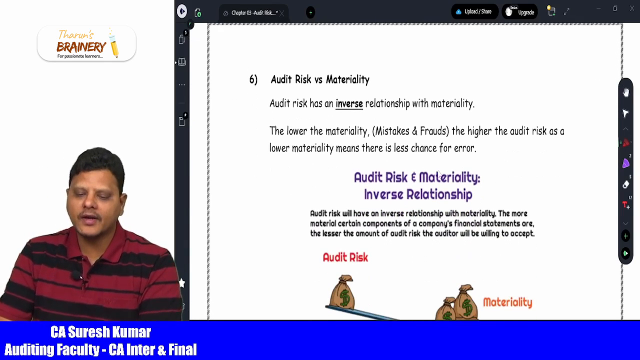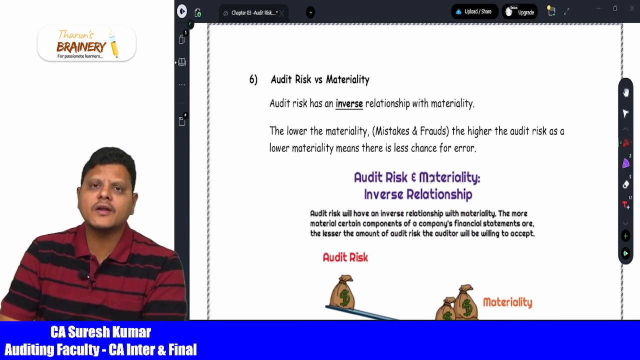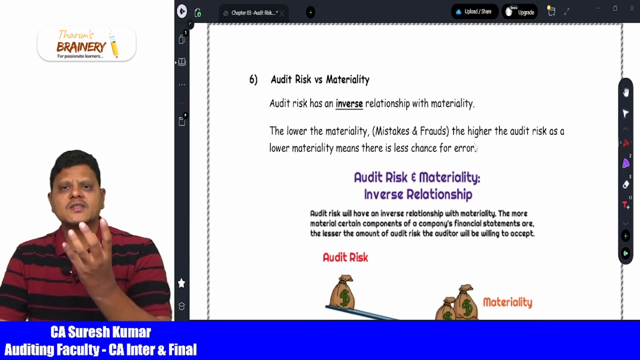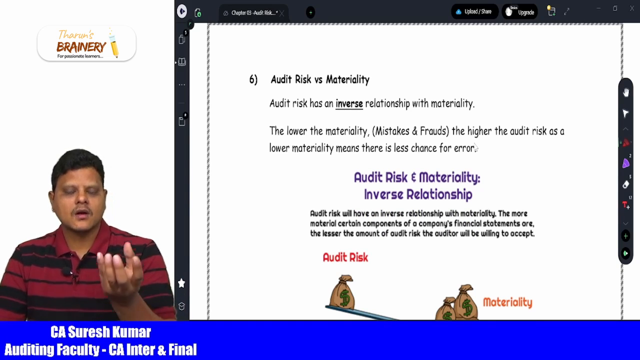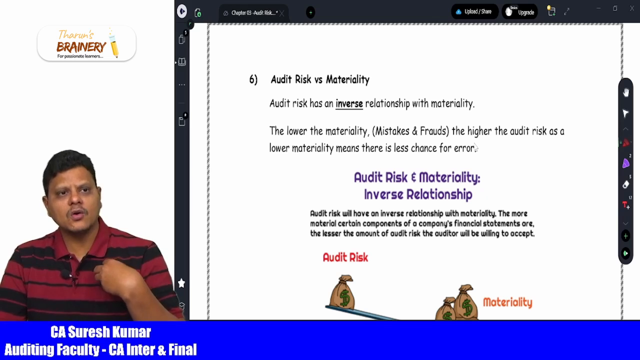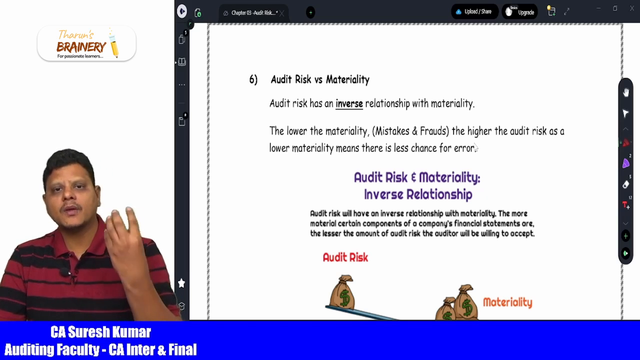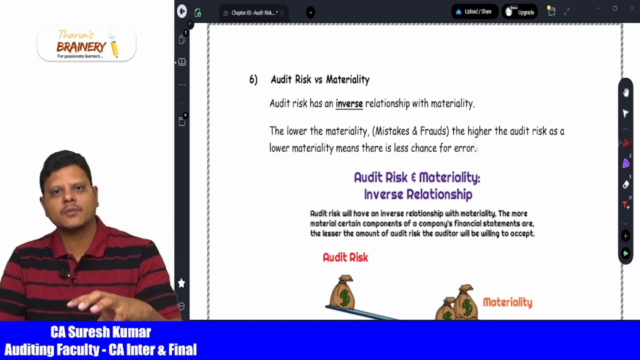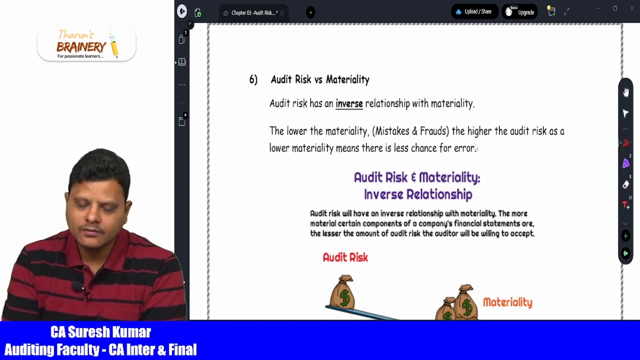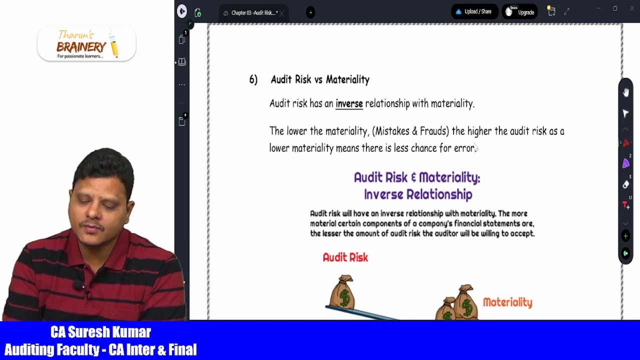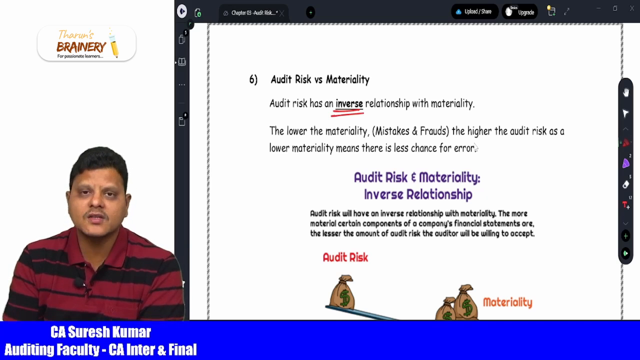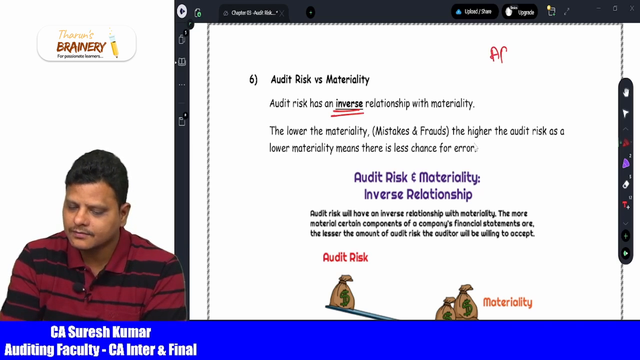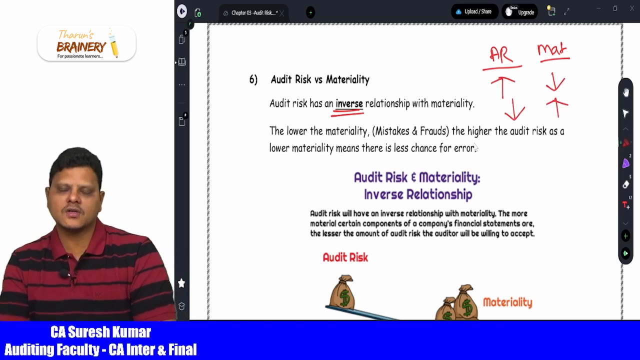Now, another important area for the examination: audit risk versus materiality. Materiality means significant errors and frauds in the financial statements. Audit risk is nothing but the auditor failing to identify the misstatements. Then there may be a possibility for misstatements in the financial statements from the management side also. Now, audit risk versus materiality always have an inverse relationship. What is an inverse relationship? When audit risk is higher, the materiality level is lower. When audit risk is lower, the materiality level is higher. This is called an inverse relationship.